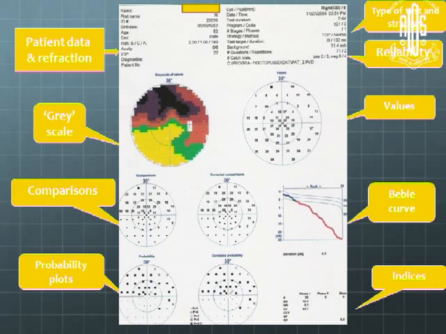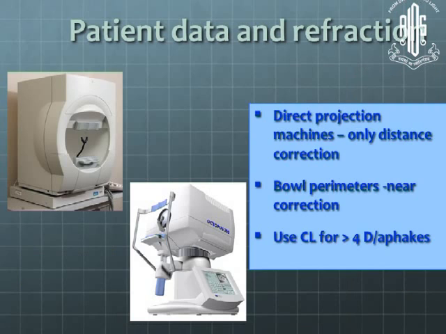The most important part of the visual field will actually be the pattern deviation, or the corrected probability in the Octopus. This is similar in the Humphrey as well, the pattern deviation. In this you look at the corrected probability, and you can look at the defect curve and tell whether this is abnormal or not. In direct projection machines such as the Octopus, you don't need near correction, but in the Humphrey machine you need near correction for doing the perimetry.